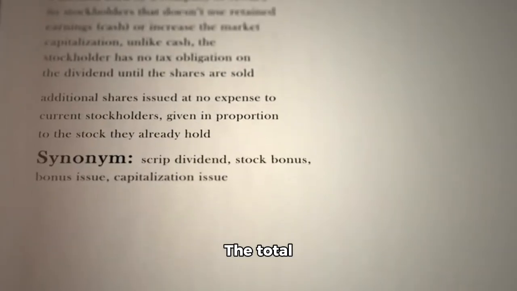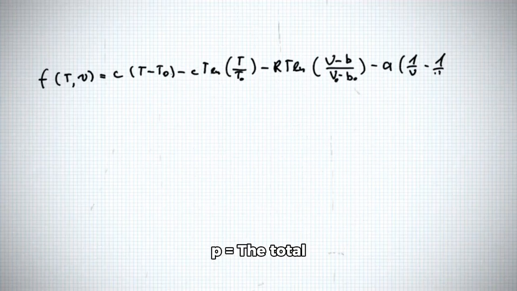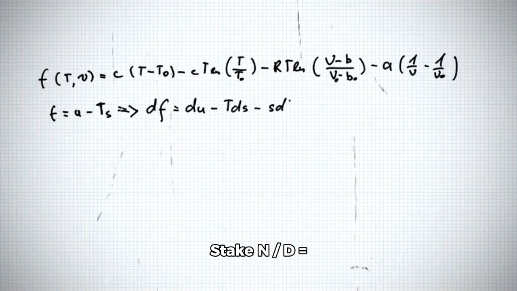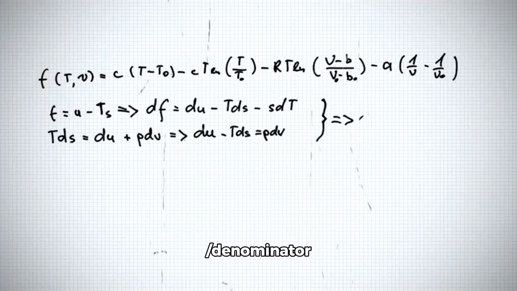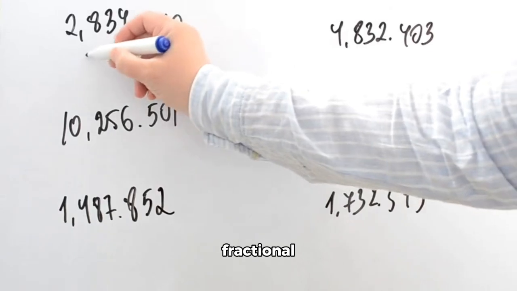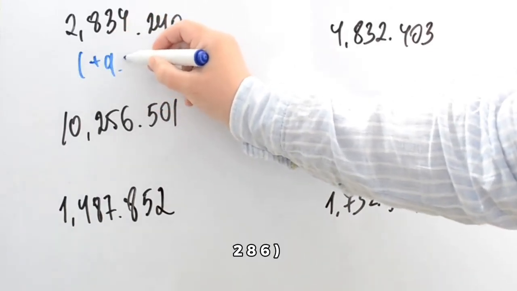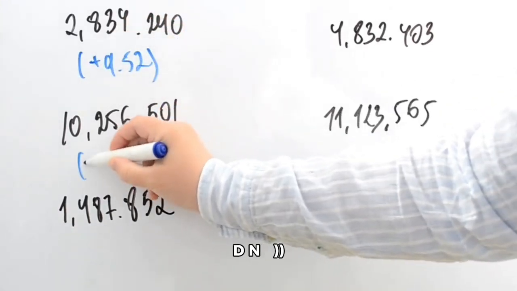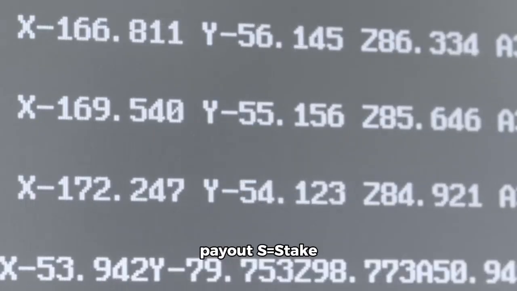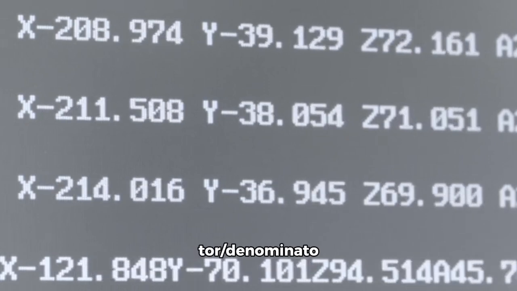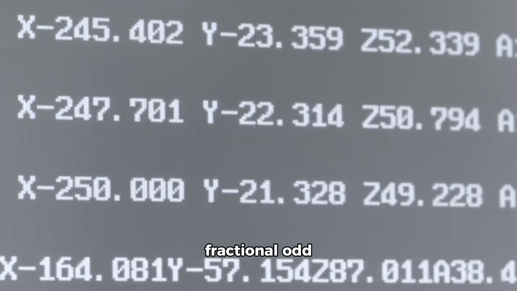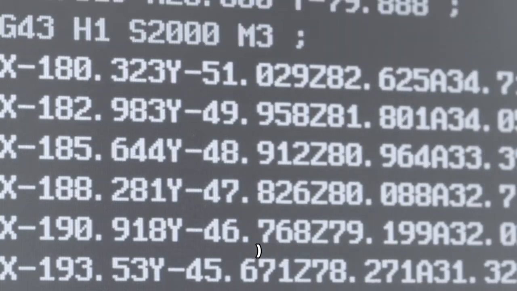The total potential return on a stake can be calculated as TP = S × (N/D) + S, where TP equals the total payout, S equals the stake, and N and D equal the numerator and denominator of the fractional odds.